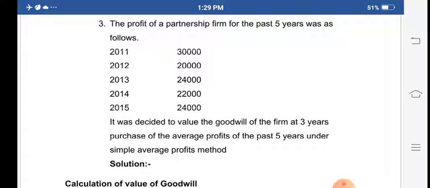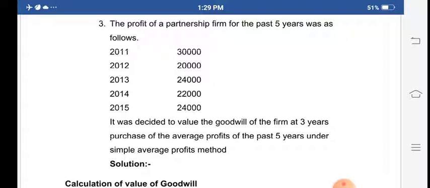Now we will see one more problem related to the simple average method. You know the formula very well. What's the formula? Simple average profit into number of years purchase. And how do you calculate the simple average profit? The total profits divided by the number of years.